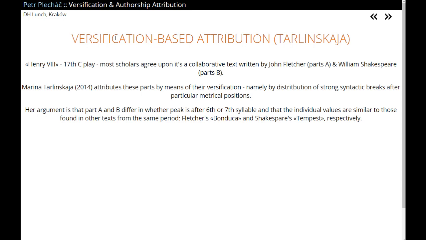I do believe she doesn't give a precise definition of what she means by strong syntactic break. Her argument is that parts A and parts B differ in whether the peak of the distribution of these strong syntactic breaks is after the 6th or the 7th syllable. And also she argues that the individual values are similar to those found in other texts from the very same period, written a year or two before, which are Fletcher's Bonduca and Shakespeare's Tempest.